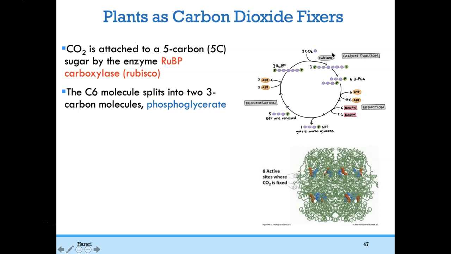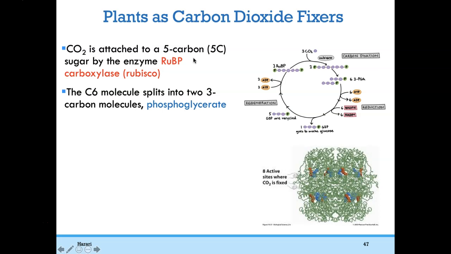So that's the first step. We take carbon dioxide and we add it to a 5-carbon molecule. So if we get 1 carbon from carbon dioxide plus 5 carbons, we have a 6-carbon molecule. When you see C6, it means it's a 6-carbon molecule. And this is the level of depth of information you need to know. The book goes into a lot more detail about every step, but I'm not going to make you memorize that.